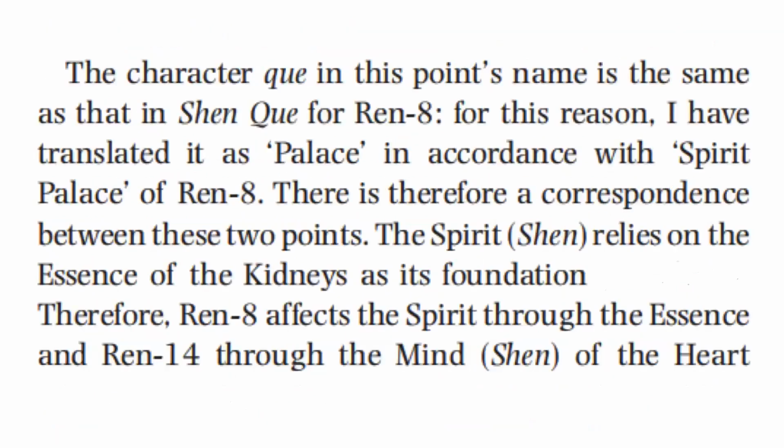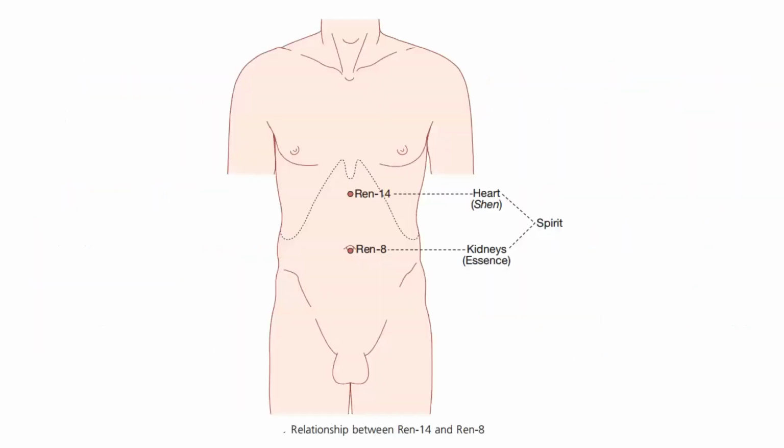The character gong in this point's name is the same as that in Shen Que for Ren8. For this reason, this was translated as palace, in accordance with Spirit Palace of Ren8. There is therefore a correspondence between these two points. The spirit, or shen, relies on the essence of the kidneys as its foundation. Therefore, Ren8 affects the spirit through the essence and Ren14 through the mind, or shen, of the heart. So here we have the locations of both Ren14 and Ren8.